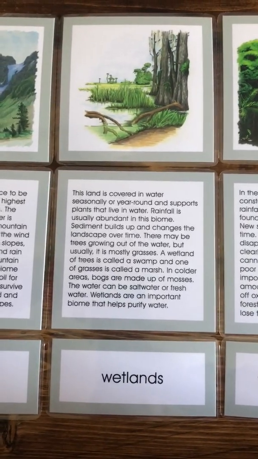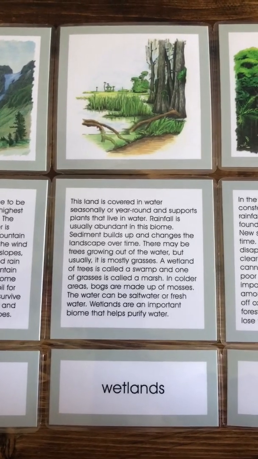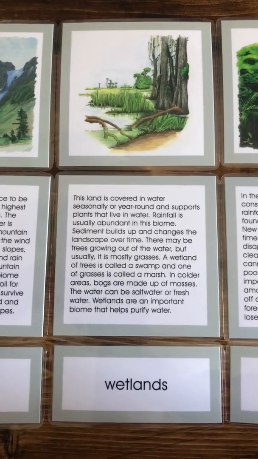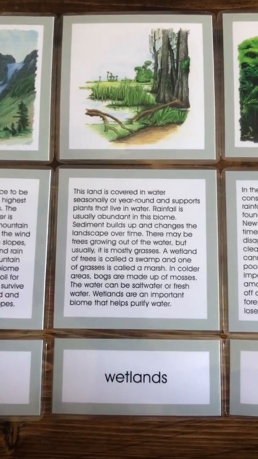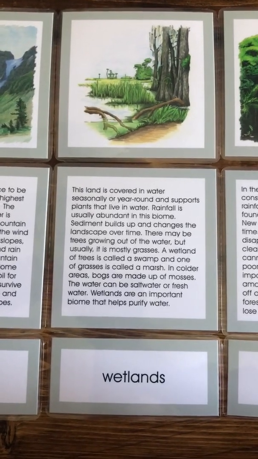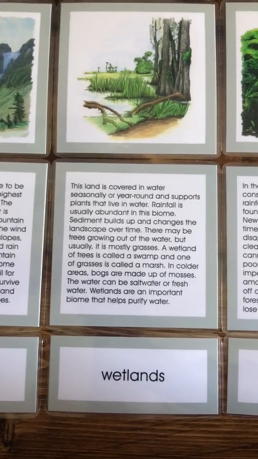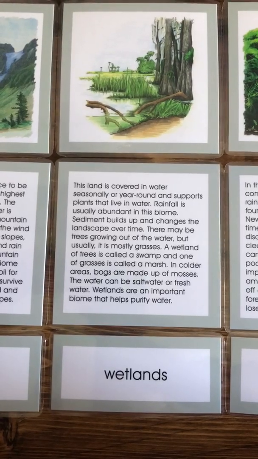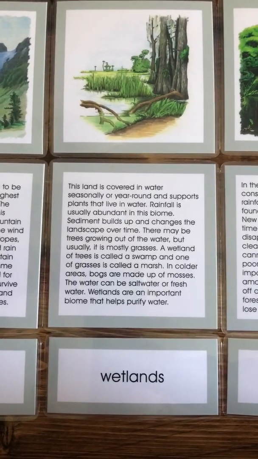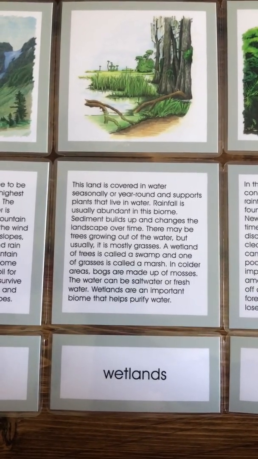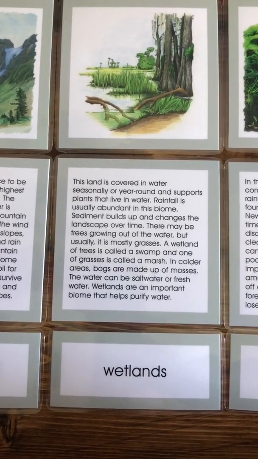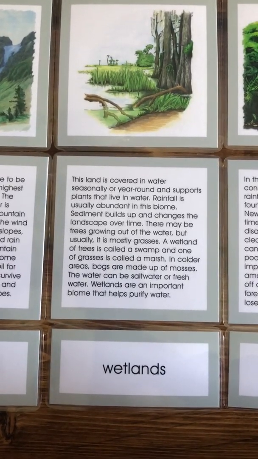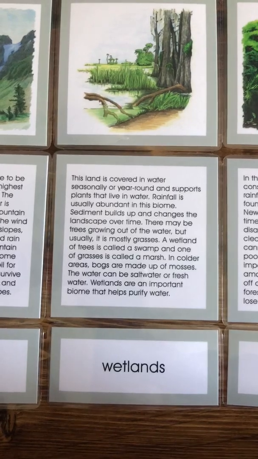All right, next is wetlands. This land is covered in water seasonally or year-round and supports plants that live in water. Rainfall is usually abundant in this biome. Sediment builds up and changes the landscape over time. There may be trees growing out of the water, but usually it is mostly grasses.